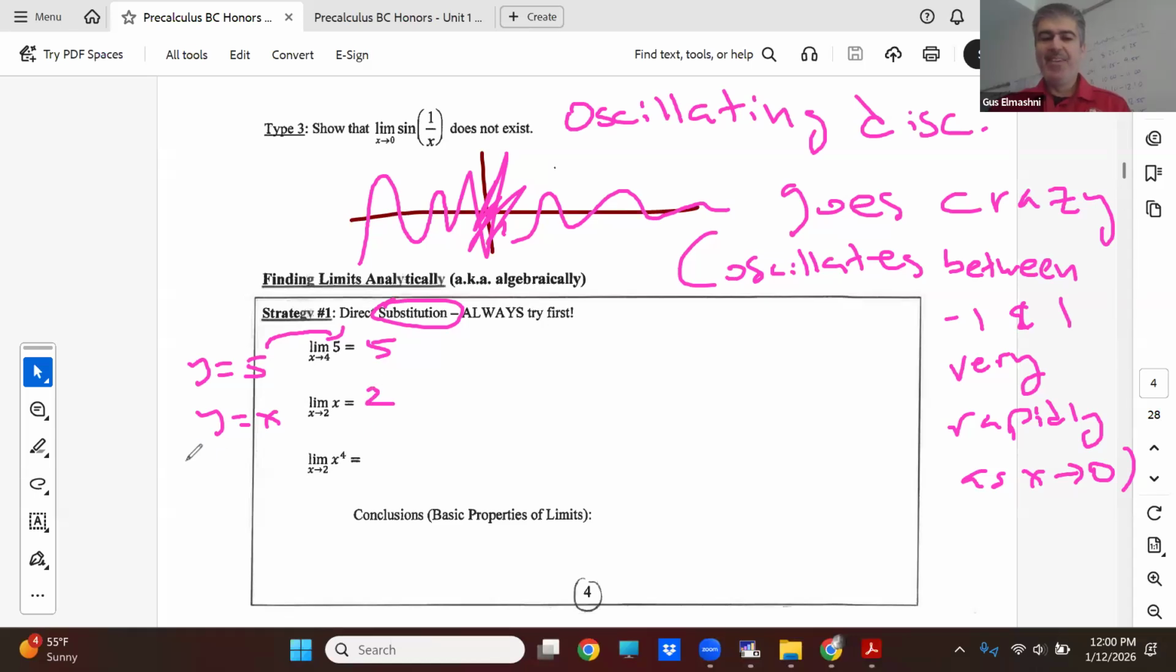Or here, if you have y equals x, just plug in 2. Or here, y equals x to the 4th power. If you plug in 2, what do you get? Sometimes just plug in.